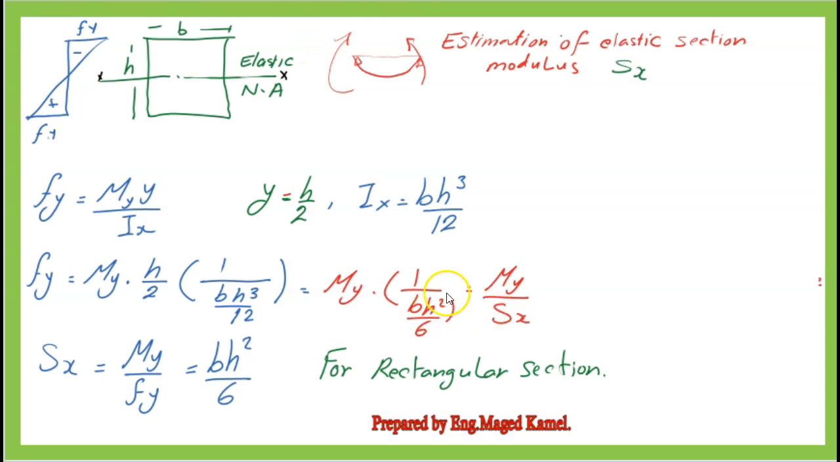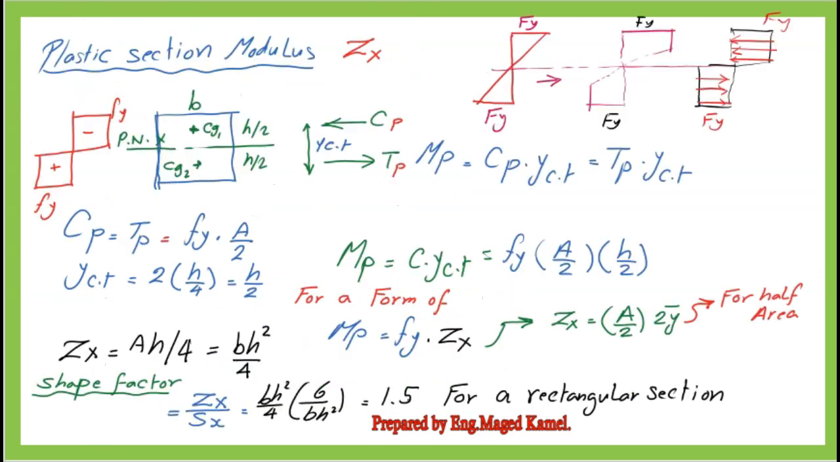The term b h squared divided by 6 is called the section modulus S sub x, and we can later estimate the elastic section modulus S sub x value for various shapes, whether I-beam or rectangles, triangles, W shape, or hollow steel section, HSS sections, etc. We will move to the next slide.